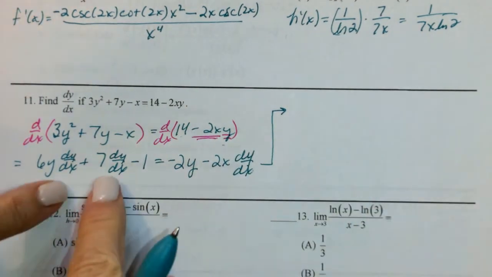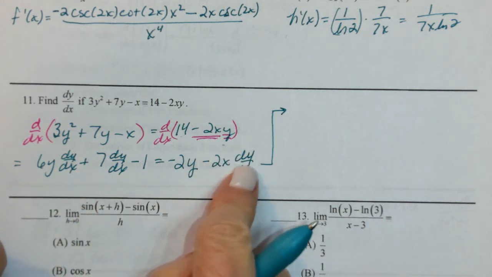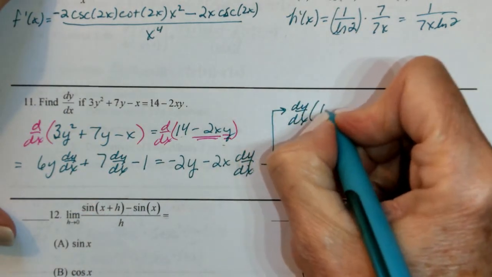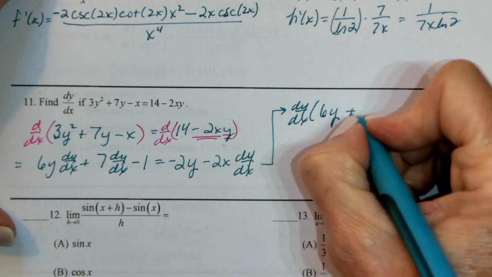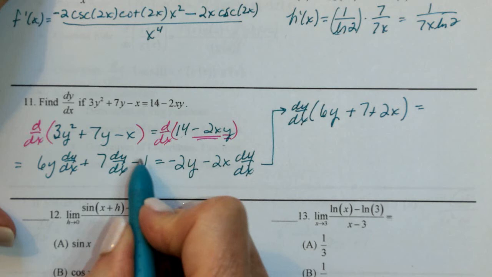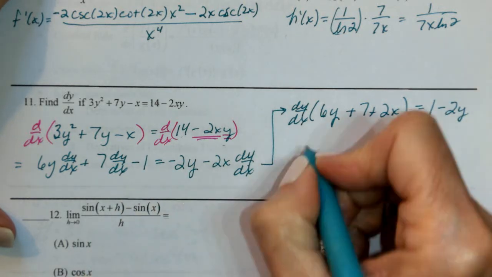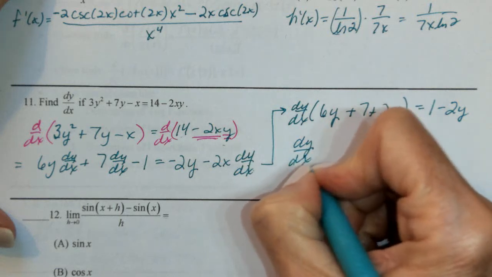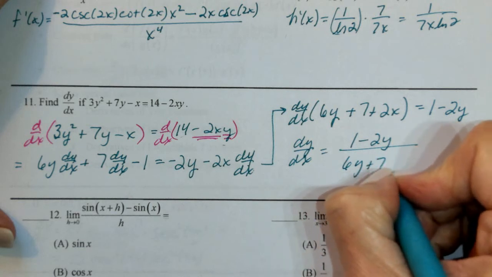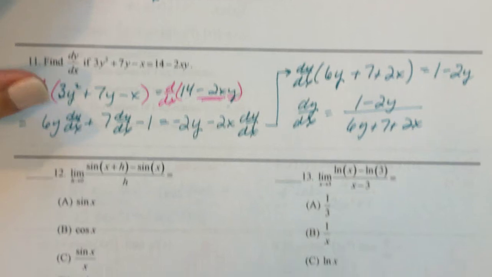Now we need to group all of our dy/dx's together and get everything else to the other side. So I'm going to leave these two terms here. I'm moving this term to the left where it will be positive. And while I'm doing that, I'm going to take out a dy/dx. So I'll have dy/dx times 6y plus 7 plus that 2x is equal to, and I'm just moving this 1 to the other side, so it'll be a positive 1 minus 2y. And then we simply divide by whatever's with our dy/dx. Little implicit differentiation. Chain rule.